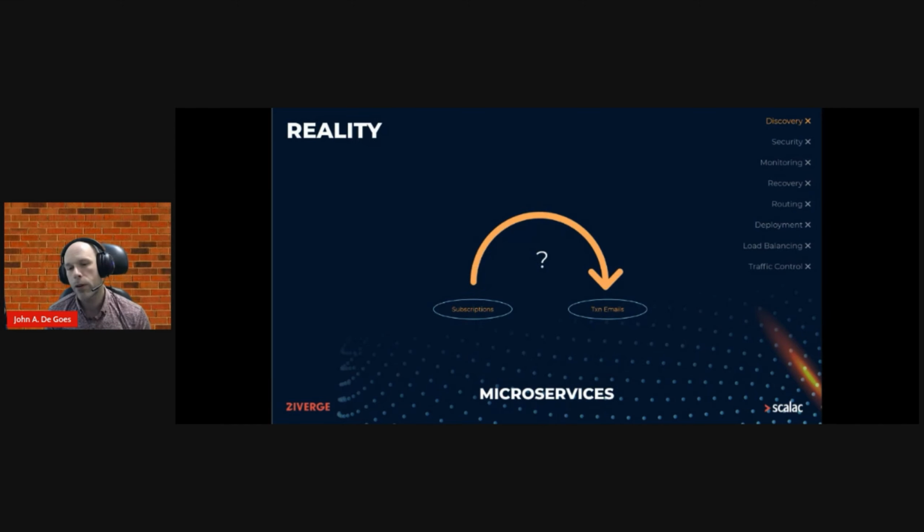One of the challenges in microservice-based architectures is discovery. Discovery happens when subscription service, for example, requires the transactional email service. How does it know where to find that transactional email service? Well, that process is called discovery. And that's one of the challenges that we need to solve.